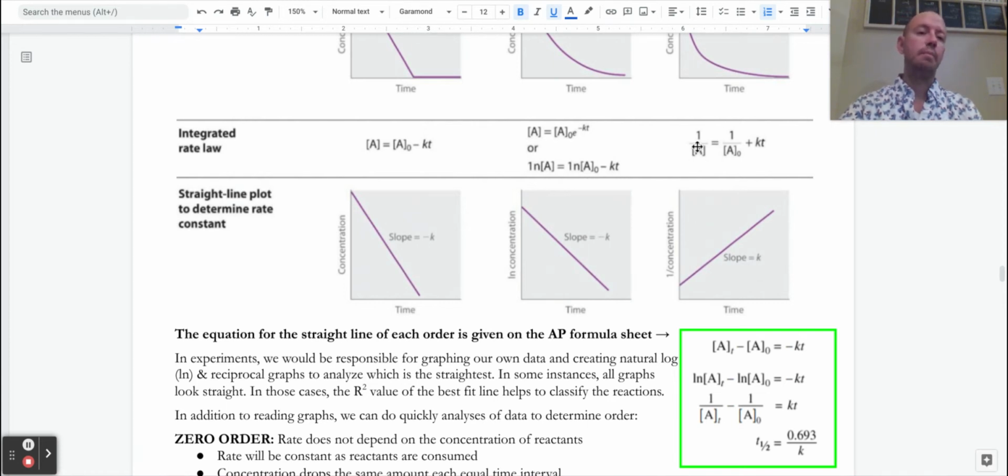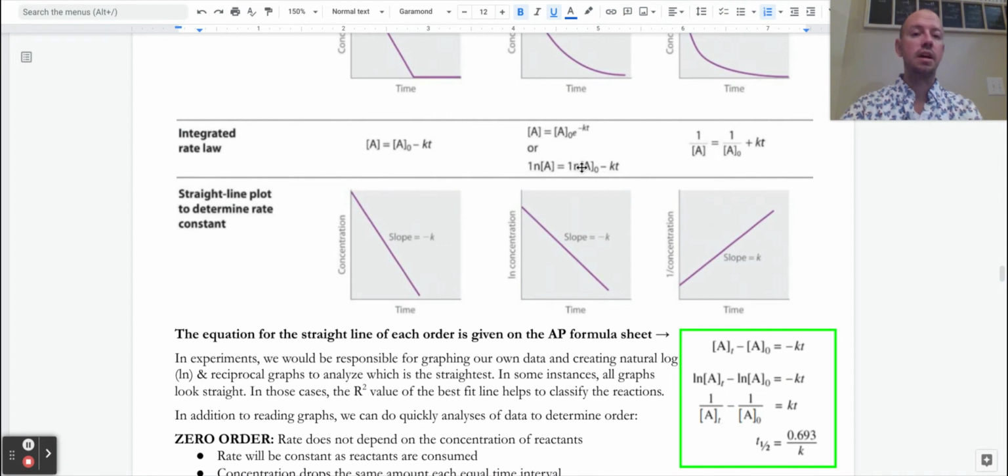But we made it straight by doing the reciprocal, or 1 over the concentrations. So when we plug in the concentrations there on the bottom, on the denominators, we can get this equation. And notice the slope is always related to k. And since k would always be positive, for the graphs with the negative slopes, it's the absolute value. Right here is the way the equations are given to you on the AP exam.